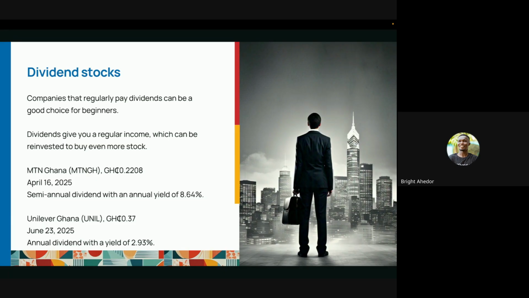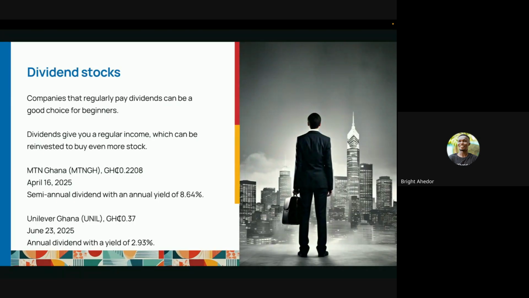One approach we mentioned first, blue chips, companies that have a very good background, very good historically. Another approach is that I can say I'm buying only dividend paying stock. Now, if you come to Ghana, MTN is a dividend paying stock. For instance, as of April 16, they pay dividend of almost 22 pesewas, right?